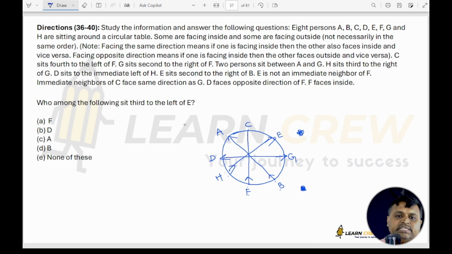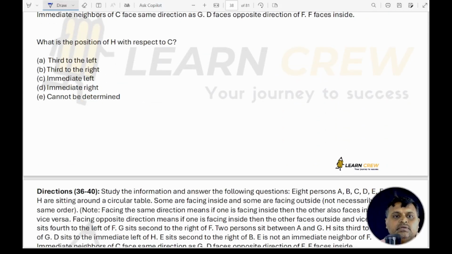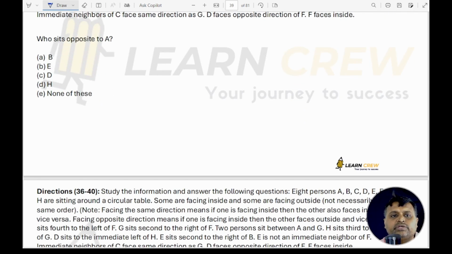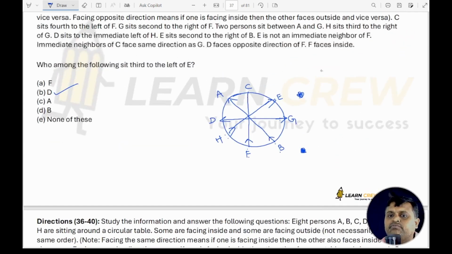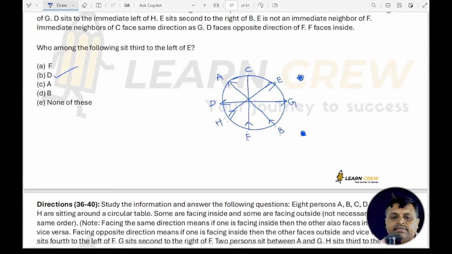Who is third to the left of E? First left, second left, third left. So it is D. Next, what is the position of H with respect to C? Whether C is facing inwards or outwards is not known, so you cannot find out. Who sits opposite to A? If you see our final arrangement, opposite to A we have B.